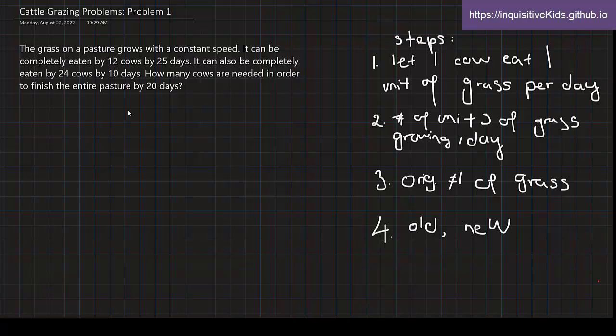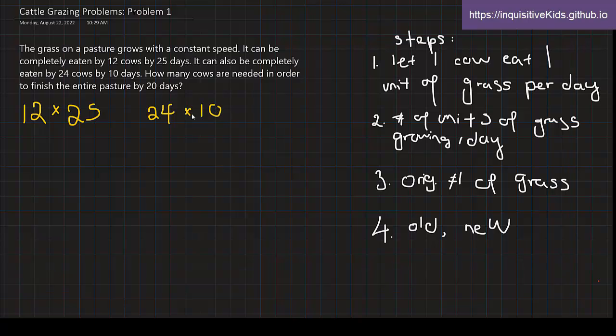So the amount of grass that the first scenario has is 12 times 25, right? And then we have 24 times 10. That's the other scenario.